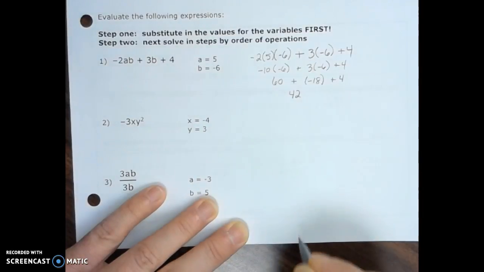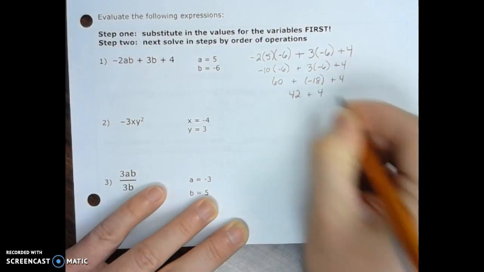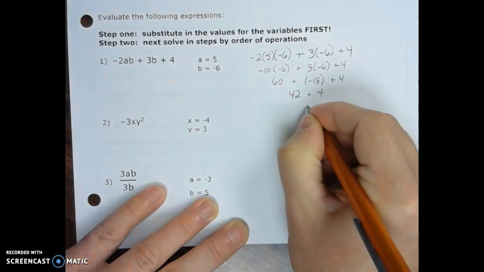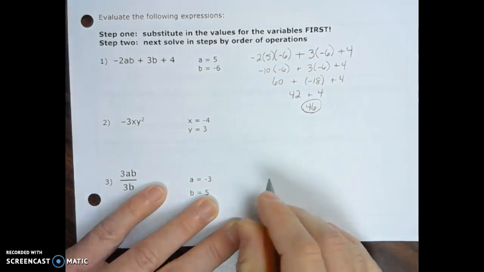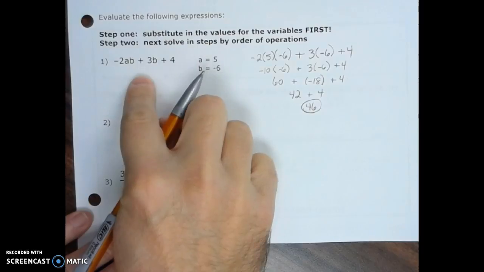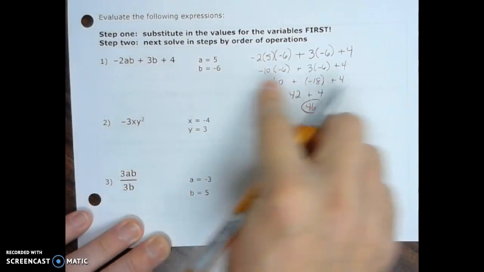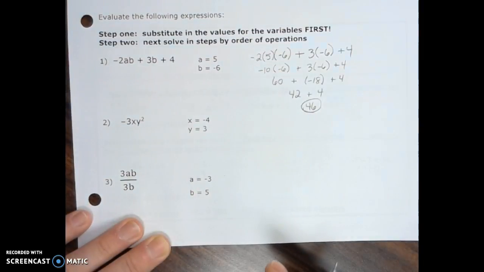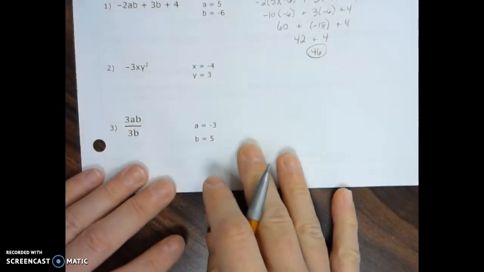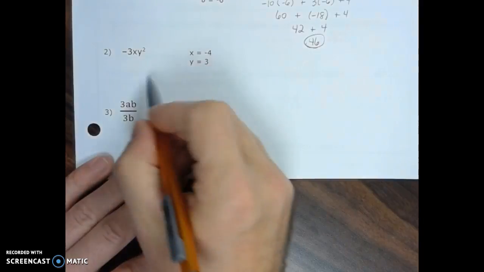That's going to leave me with a positive 42, and now I'm going to add 4 to that. And I'm going to get a final answer of 46. So the value of this expression, after I simplify my expression by substituting these values in, is 46.